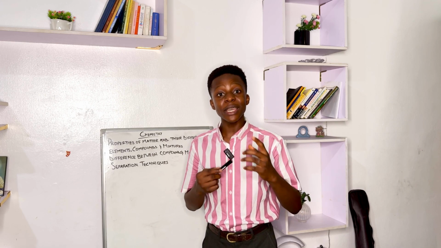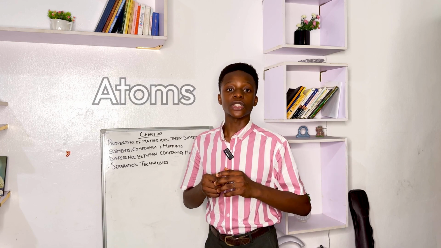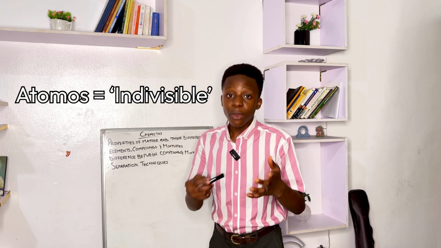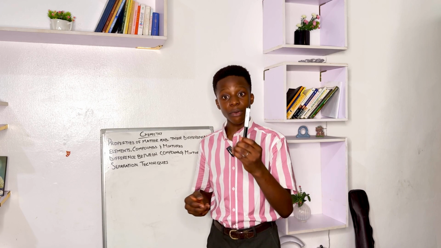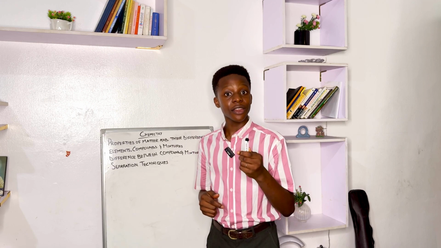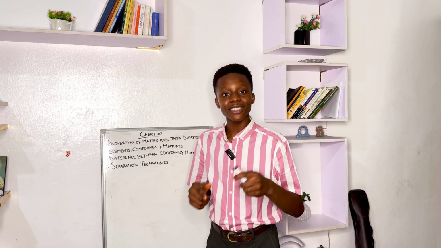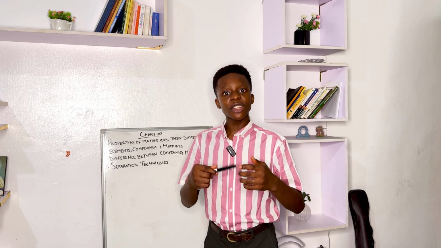Matter is made up of basic building blocks called atoms. Atom is derived from the Greek word atomos, which means indivisible. And it was believed for a long time that the atom was indivisible. It's like saying if I brought this marker and I divided it in half, and I brought one half and divided it into another half, and I brought the other half and divided it into halves, and I kept on dividing it until I could no longer divide it, then we ended up with an atom.